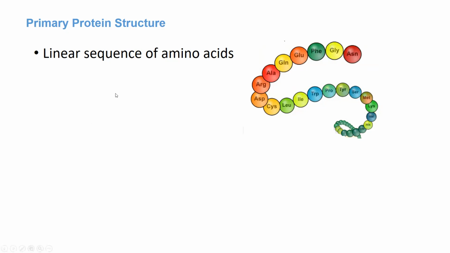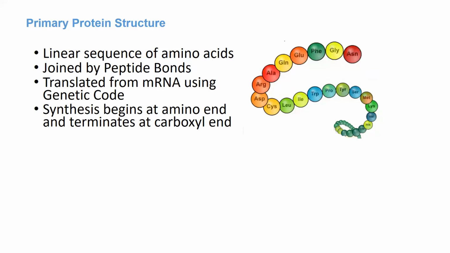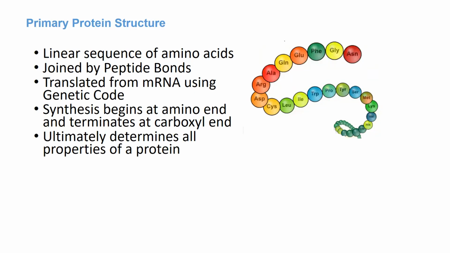So the primary protein structure is made up of a linear sequence of amino acids. They are joined by peptide bonds, and they are translated from RNA in the ribosome, as we talked about, using the genetic code with the codons and anticodons. And the synthesis begins at the amino end and terminates at the carboxylic end. That's why the amino is at the leftmost, it's the first one, and the carboxylic is the rightmost. It ultimately determines all the properties of the protein.